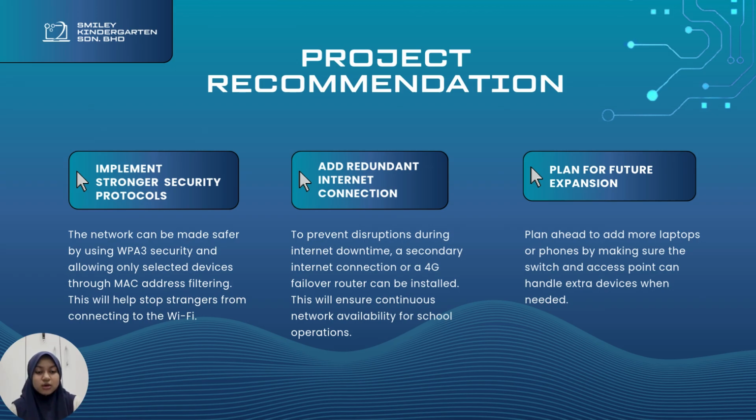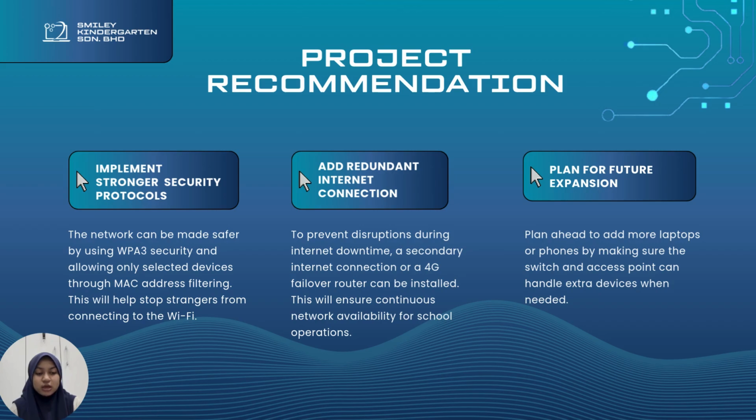Next, here are our main recommendations for future improvement. First, we suggest implementing stronger security protocols. The network can be made safer by using WPA3 security and allowing only selected devices through MAC address filtering. This will help stop strangers from connecting to the Wi-Fi. Second, add a redundant internet connection. This is to prevent disruption.